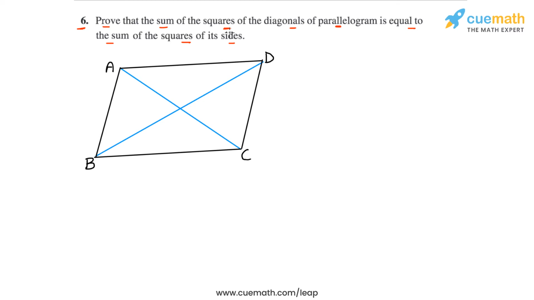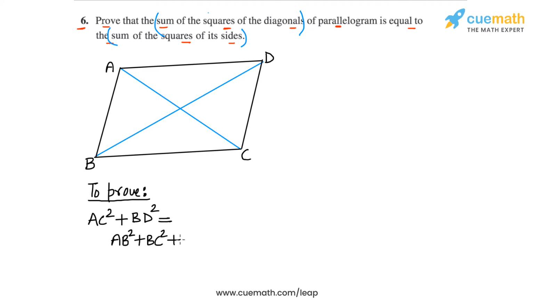So we have to prove that the sum of the squares of the diagonals is equal to the sum of the squares of its sides. So what we have to prove, let's write it here, is that the sum of the squares of the diagonals, which will be AC square plus BD square, is equal to the sum of the squares of the sides, which will be AB square plus BC square plus CD square plus DA square. Okay, so this is what we have to prove.